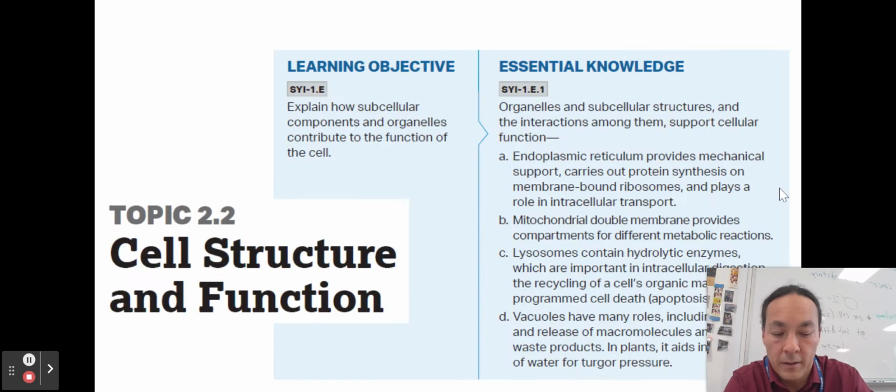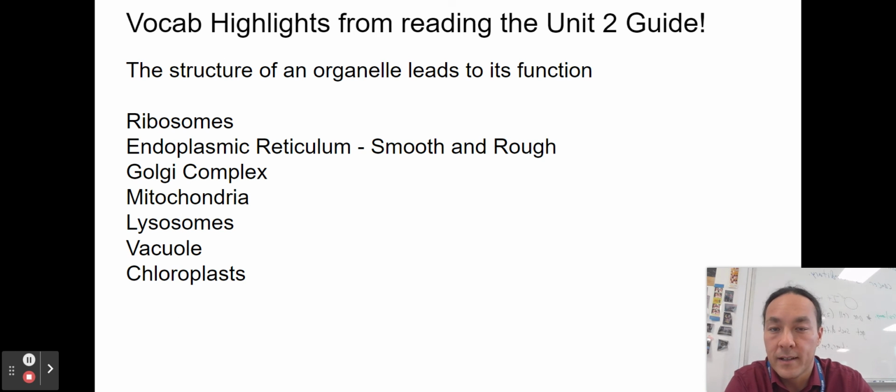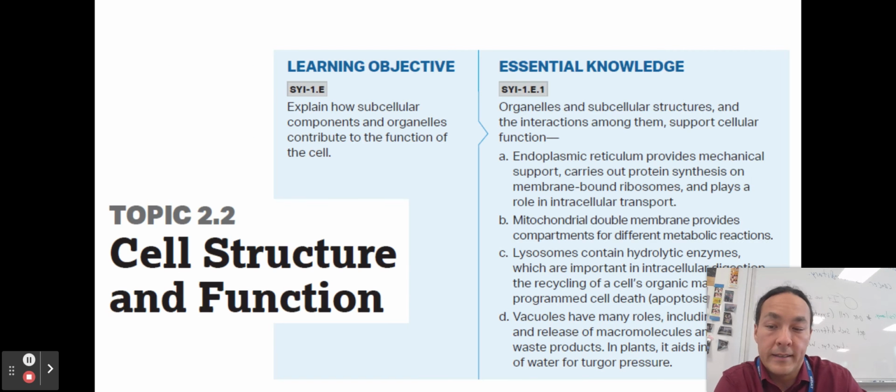All right, once again, here are those highlights, those vocab ones. When we look at the unit guide for topic 2.2, like I said earlier, there are a lot of the same ones: ER, mitochondria, lysosomes, vacuoles. The first one was saying, what are they? And these now say, how do they contribute to the function of the cell? And so I will do them both together, right?